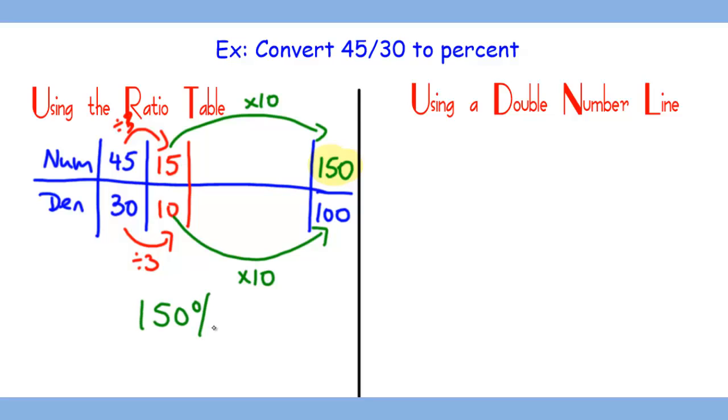That is our percent, 150%. Now let's make sure you understand why this is a percent more than 100. Notice how the numerator is actually more than the denominator. That means it makes sense that the percent should be more than 100.